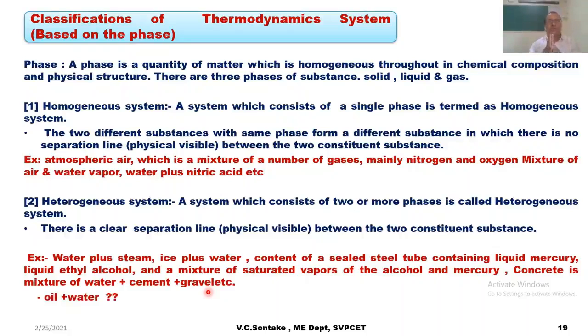Now, what about oil plus water? Oil is in liquid phase, water is in liquid phase. So will it be a heterogeneous system or a homogeneous system? Oil and water is an example of a heterogeneous system. Though oil and water both are in liquid phase, there is a clear-cut separation line between oil and water and you can identify oil and water separately. So oil and water is a heterogeneous system.